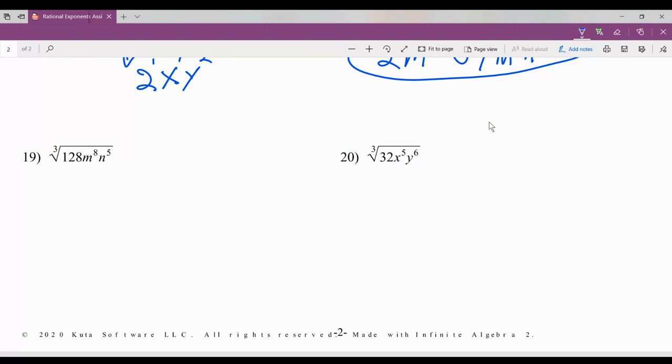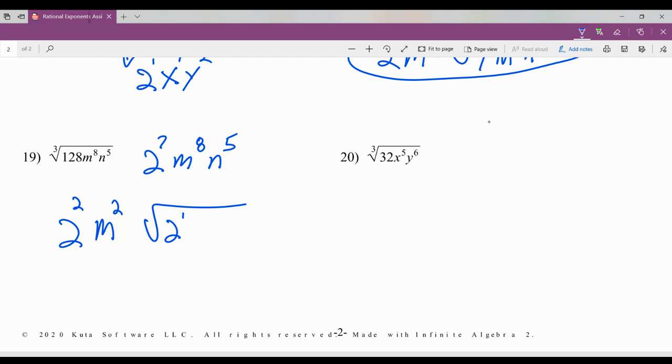so I can get through them a little more quickly. 128 we've already done. As far as factoring it, it's 2 to the 7th. So this is 2 to the 7th, m to the 8th, n to the 5th, and it's all cube rooted. So that means 3 goes into 7 twice with 1 left over. So that's 2 to the 2nd. And the 1 left over goes inside. M to the 8th, 3 goes into 8 twice with 2 left over. So that's m to the 2nd. And there's 2 left over inside.